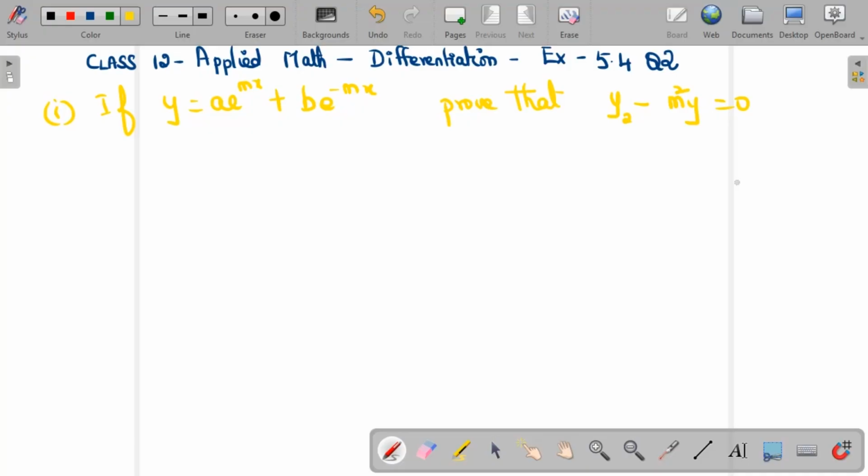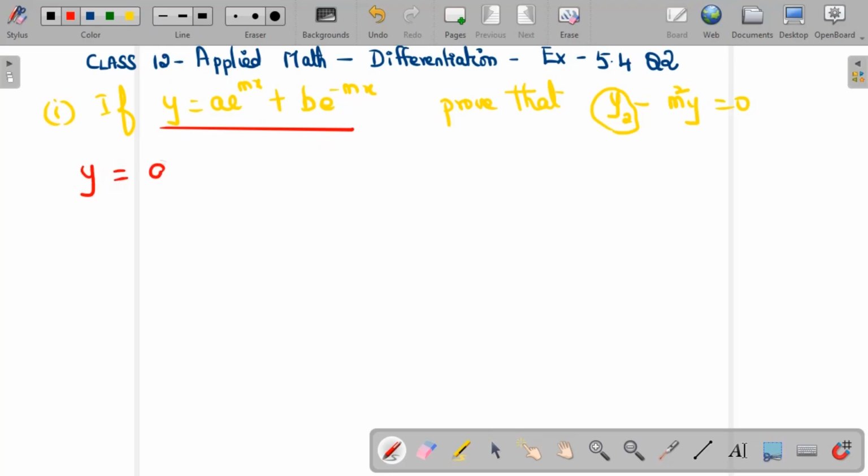In this video, let's see how to solve the first subdivision in question 2 from exercise 5.4. If y is equal to a e power mx plus b e power minus mx, prove that y2 minus m square y is equal to 0. So first you need to understand y2 is an acronym for second order differentiation. So first let's start differentiating this.